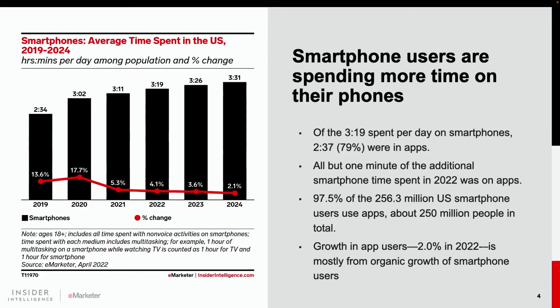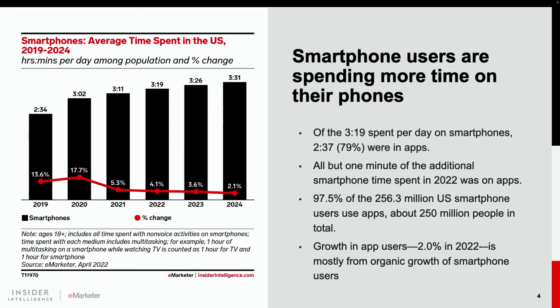We're spending a ton of time on our smartphones. It's not a big increase when you look at 2021, but if you look at 2020 and during the pandemic, we increased our time spent almost half an hour. So just a huge amount of time that we're spending on our phones. And the majority of that time is in apps, about 2 hours and 37 minutes this year. So really just a lot of time on phones and especially within apps.